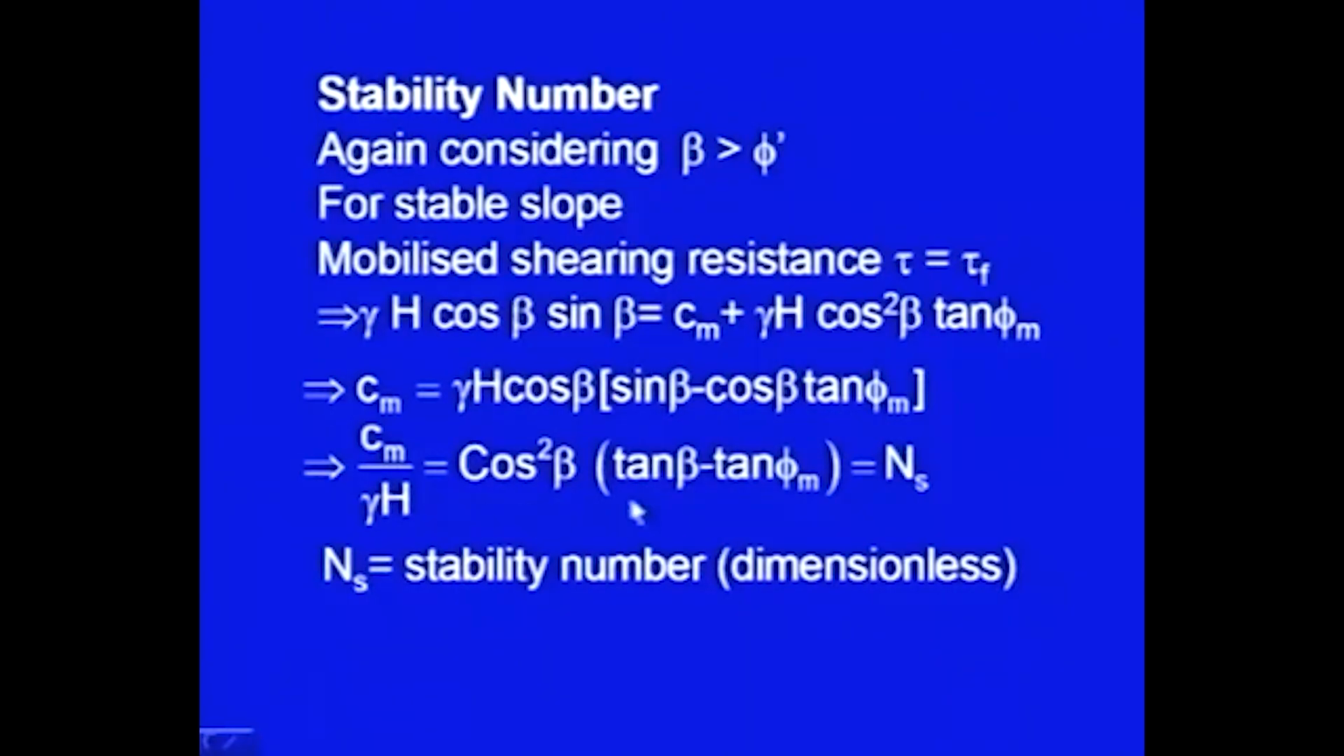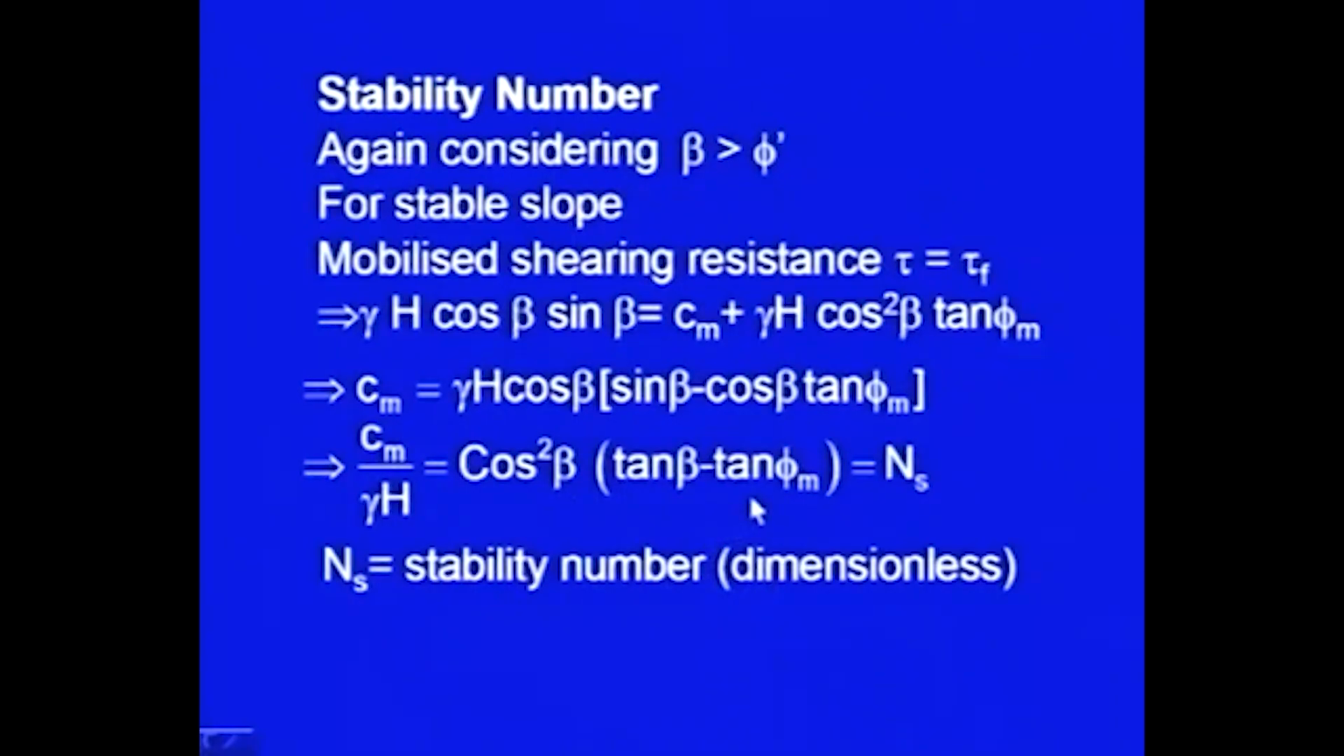and finally you will be getting this expression: Cm upon gamma h is equal to cos square beta into tan beta minus tan of phi m. On the left hand side it is Cm upon gamma into h. This is a non-dimensional number. You can see the units of C will be the units of pressure, and gamma is, let us say, kilonewton per meter cube into h, so it also becomes kilonewton per meter square. Cm is also kilonewton per meter square. So, this is a dimensionless quantity, and this quantity is known as the stability number.